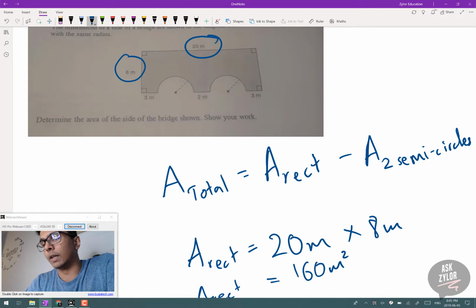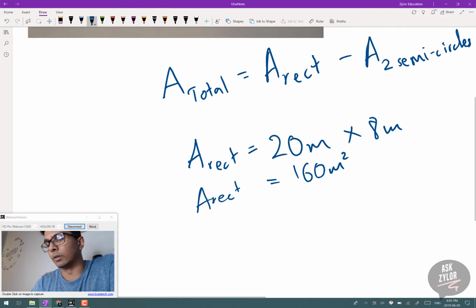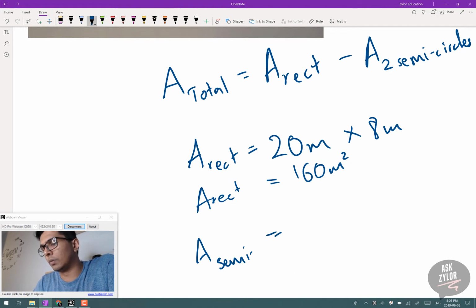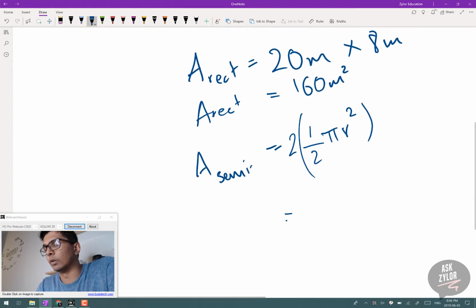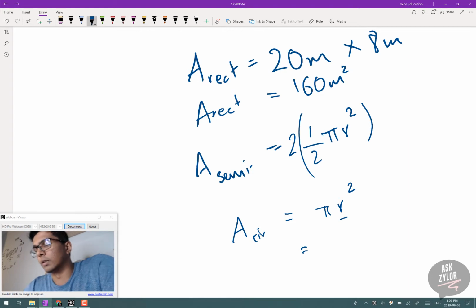Now we need to find the areas of the two semicircles. Right, so we know the area of a circle. It's going to be pi r squared. So we need half of that to be one semicircle, but we have two semicircles, right? So in total we make up one full circle. So we just have pi r squared for the two semicircles. So we need the radius though, right?